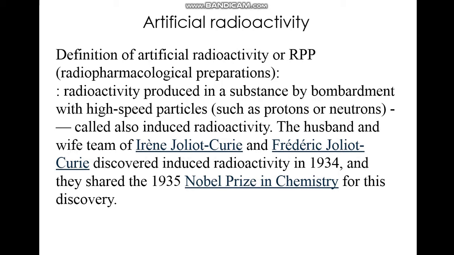Definition of artificial radioactivity or radiopharmacological preparations: it is radioactivity produced in a substance by bombardment with high-speed particles, and we call it induced or artificial radioactivity. The husband and wife team of Irène Joliot-Curie and Frédéric Joliot discovered this type of radioactivity, and they shared the Nobel Prize in chemistry for this discovery.